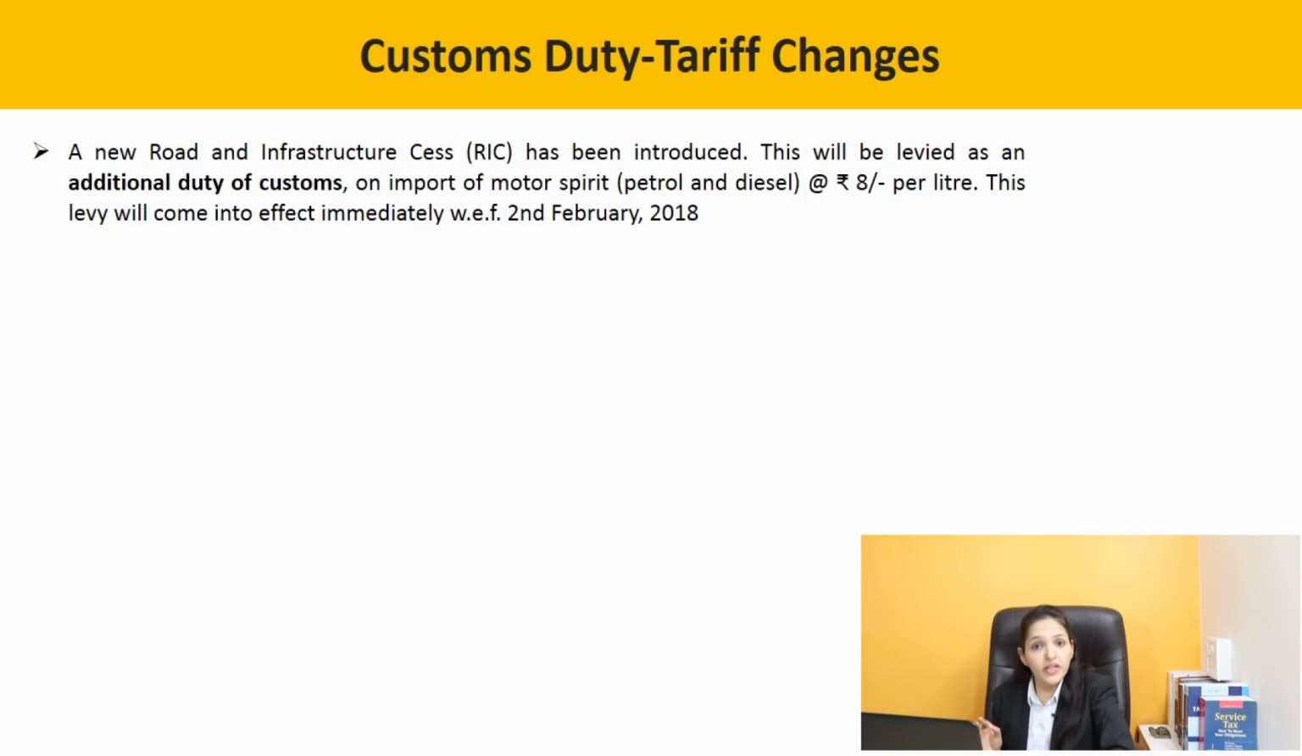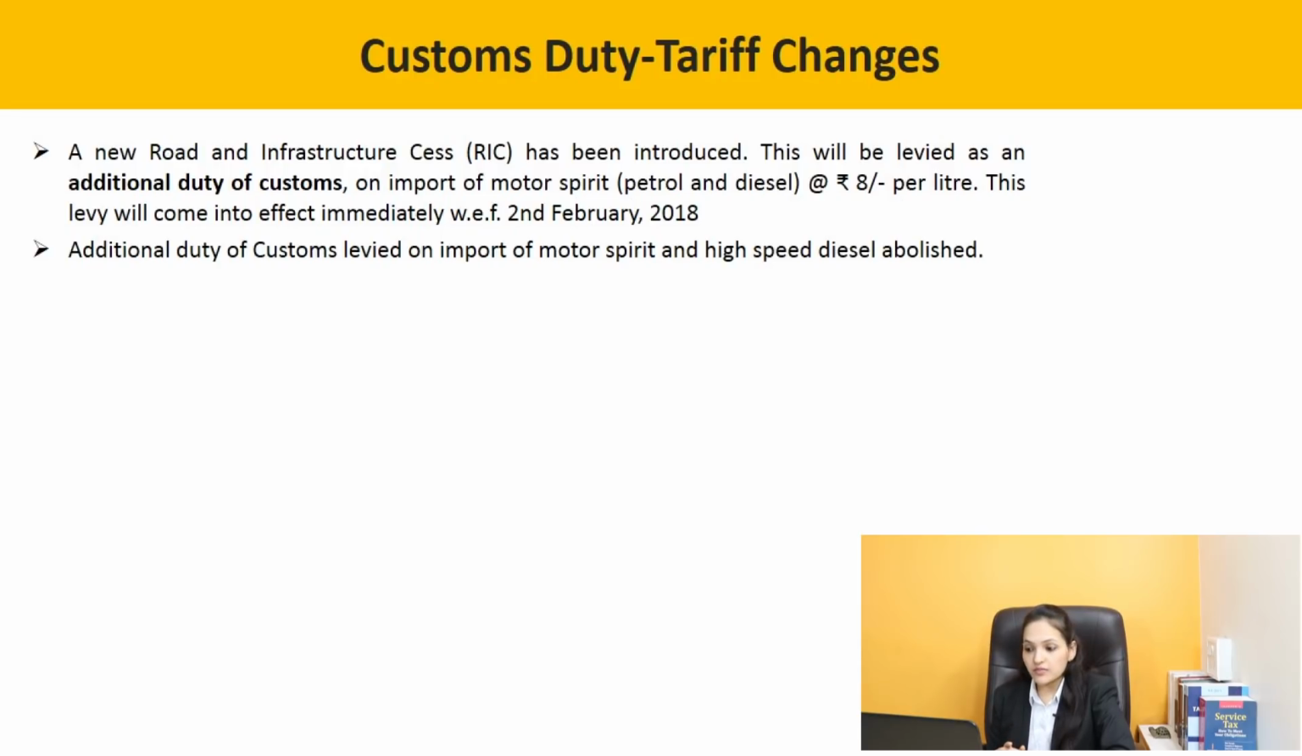A new road and infrastructure cess has been introduced. This will be levied as an additional duty of customs on import of motor spirit, commonly known as petrol, and diesel at the rate of Rs 8 per litre. This levy will also come into immediate effect, that is from 2nd February 2018. Additional duty of customs levied on import of motor spirit, that is petrol and diesel, has been abolished.